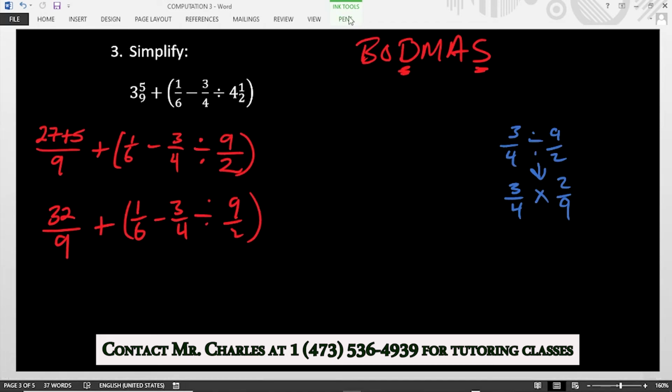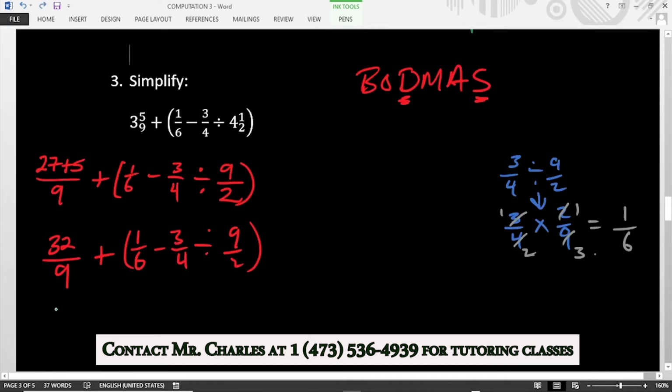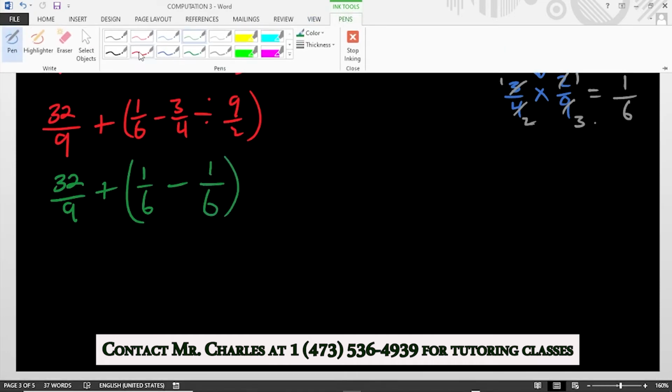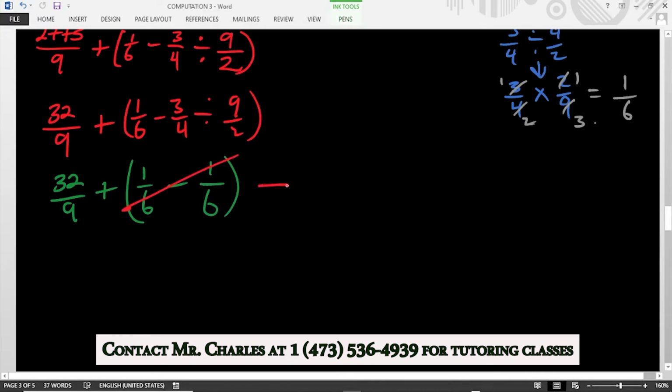So then we can simplify. 3 into 3 is 1, 3 into 9 is 3, 2 into 2 is 1, 2 into 4 is 2. So 1 times 1 is 1, and 2 times 3 is 6, so 1 over 6. So we get 32 over 9 plus, in bracket, 1 over 6 minus 1 over 6, close bracket, and that 1 over 6 minus 1 over 6 goes, and we are left with 32 over 9.